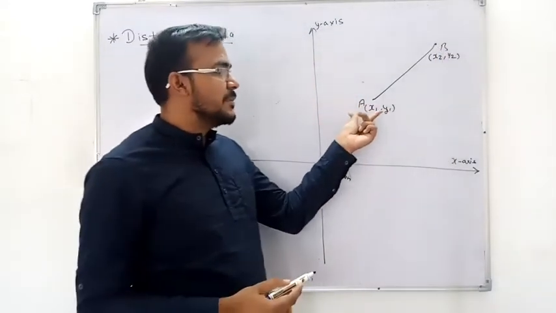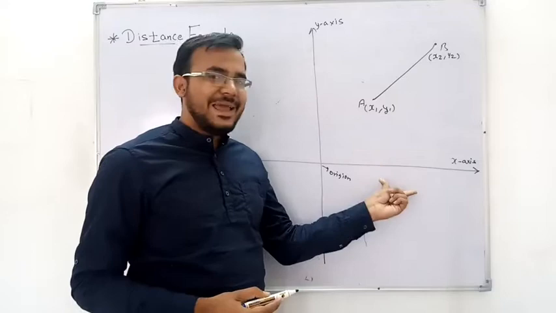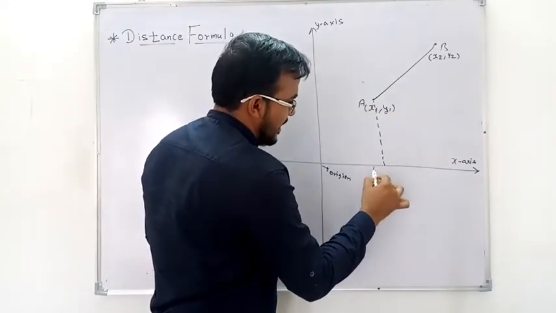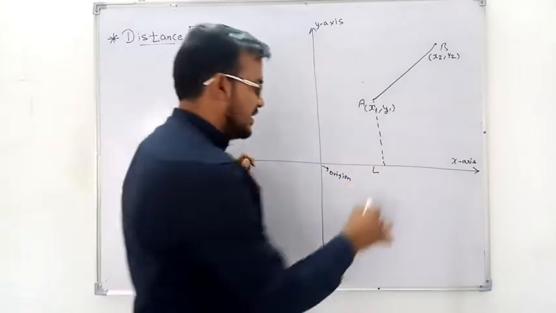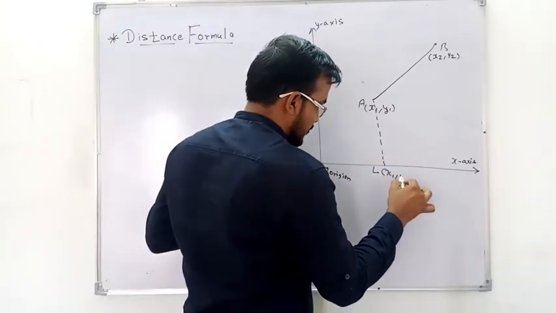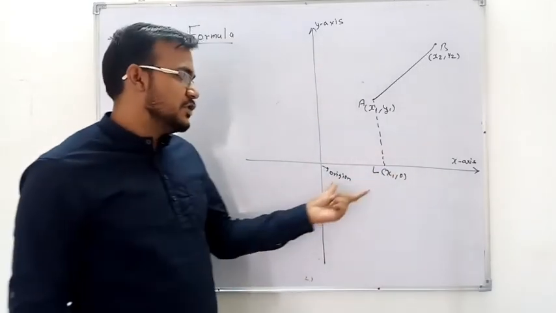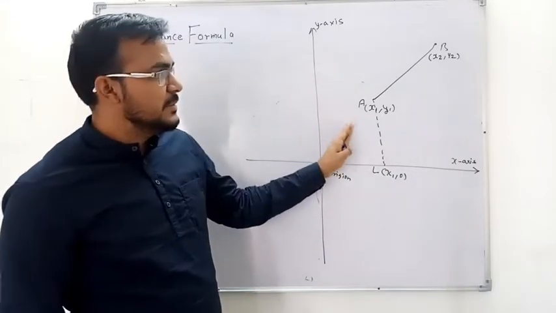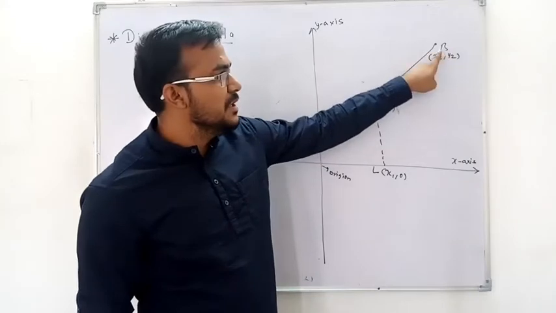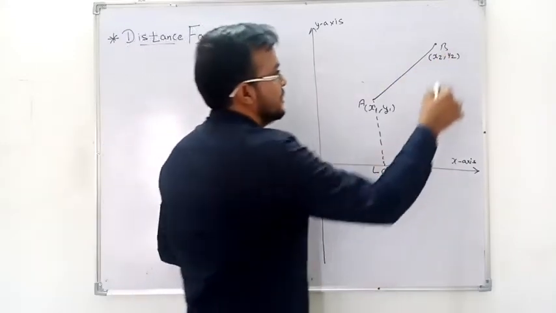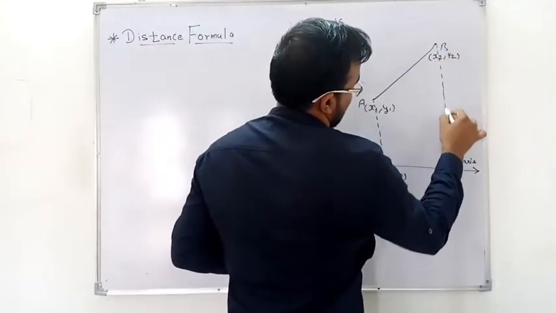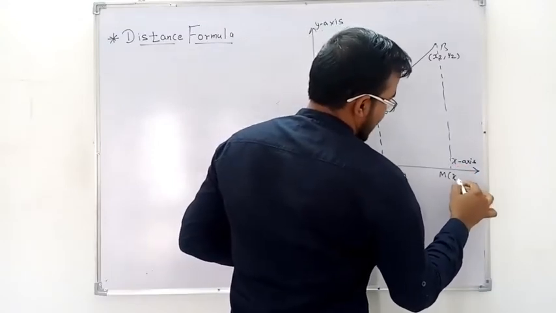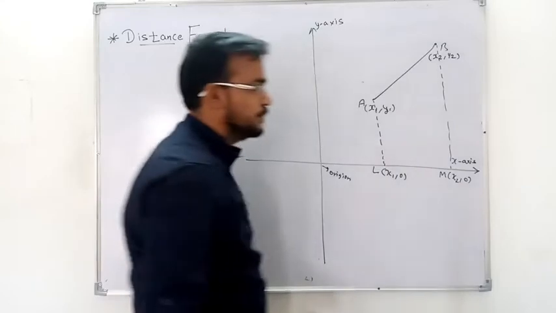If we take the perpendicular from point A on the x-axis, let this point be called L. The coordinate of L is x1, 0, as we know on the x-axis the coordinate of y is 0. Similarly, we take the perpendicular from B on the x-axis. Let this point be called M, having coordinate x2, 0.